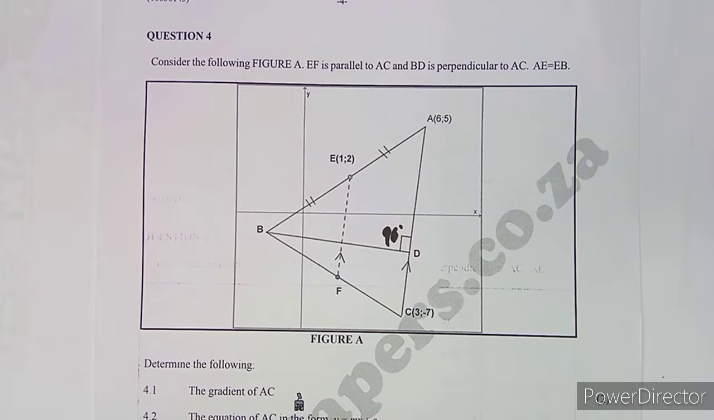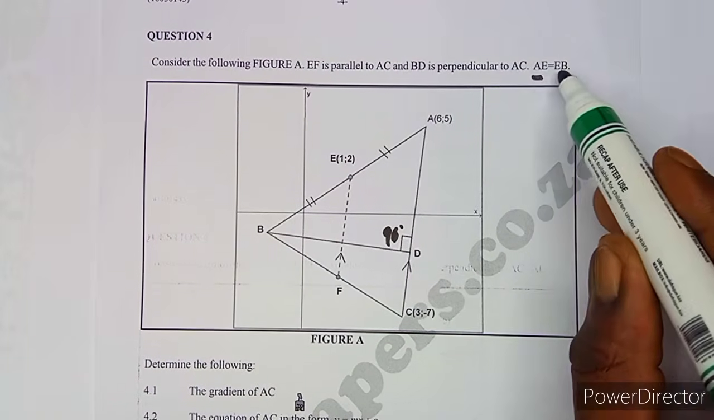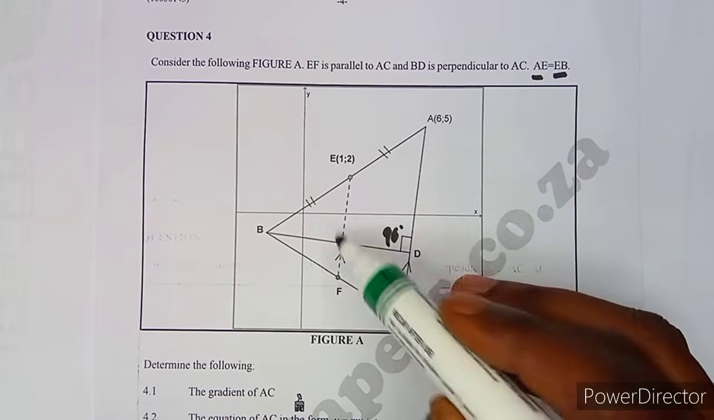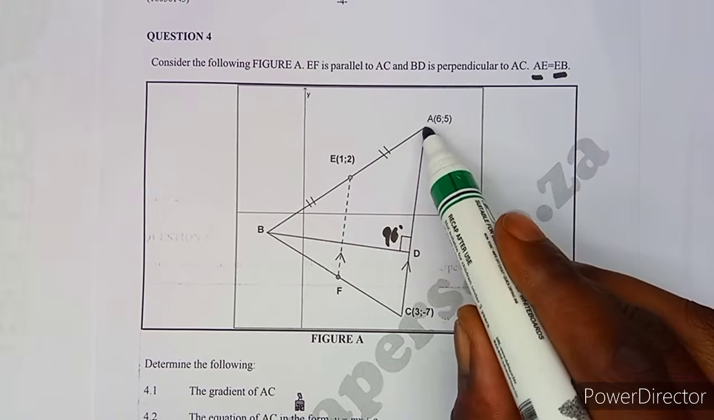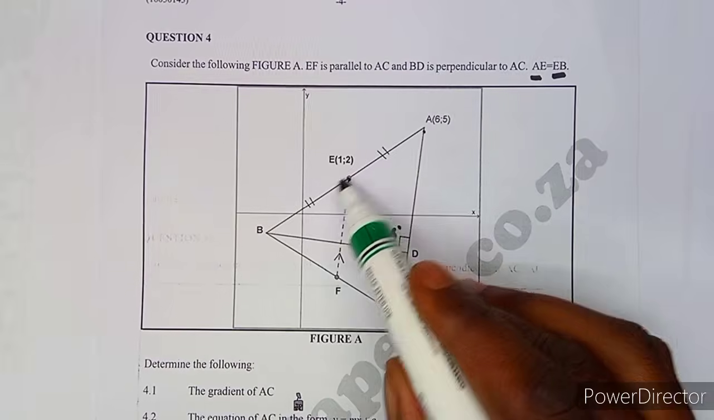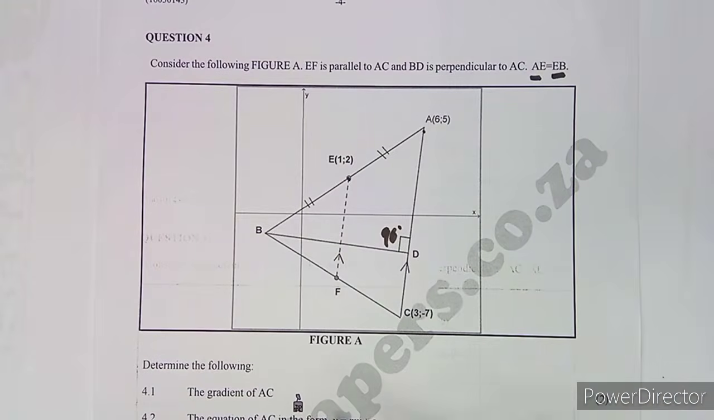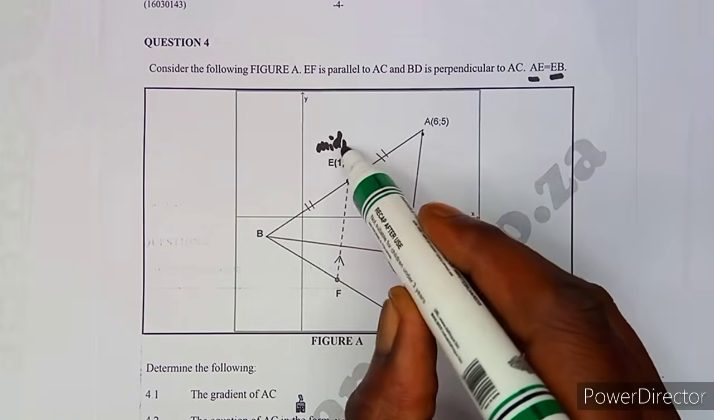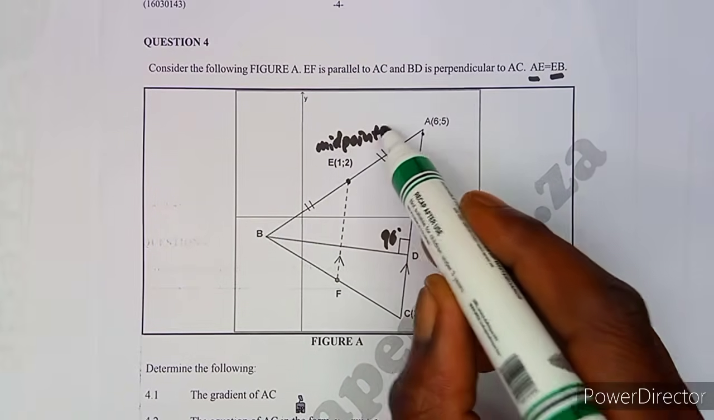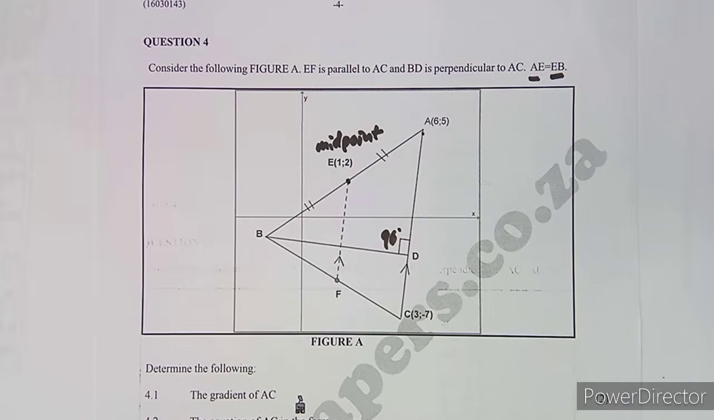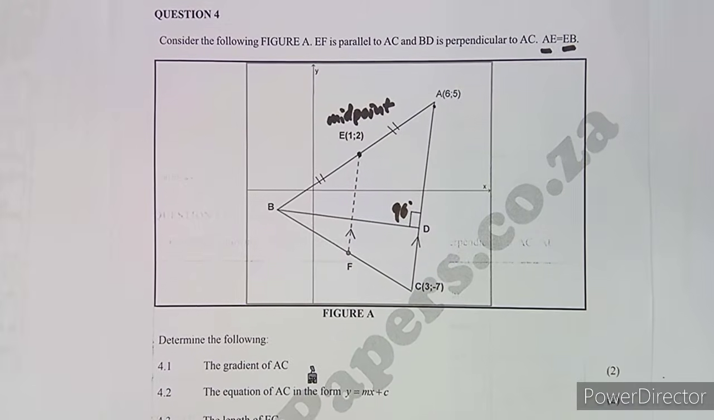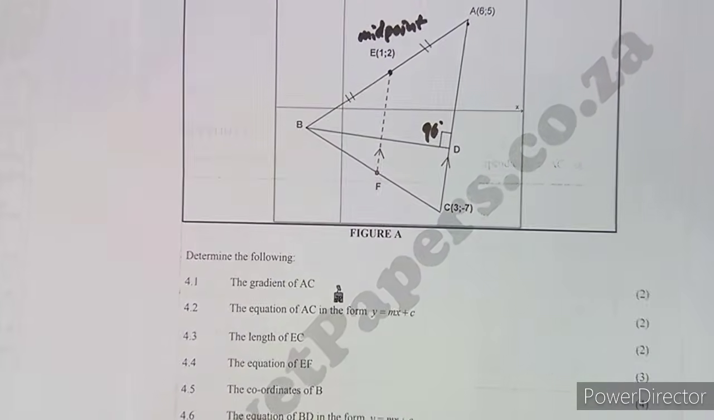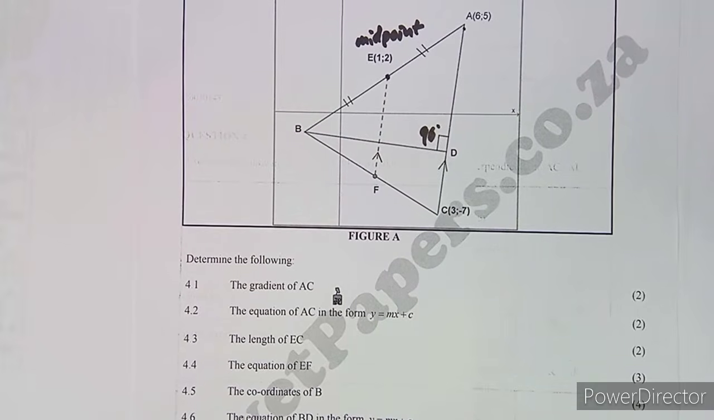We are given also AE is equal to EB, from A to E, that is this distance, and from E to B. Which means E is going to be the midpoint, if we have equal lines like that. So the first question is to determine the following: the gradient of AC.